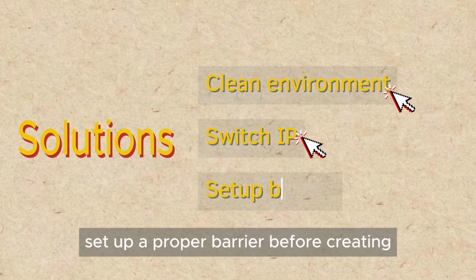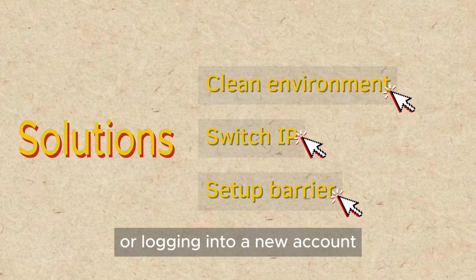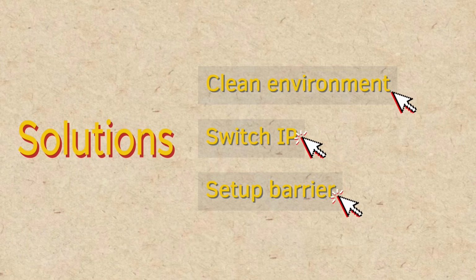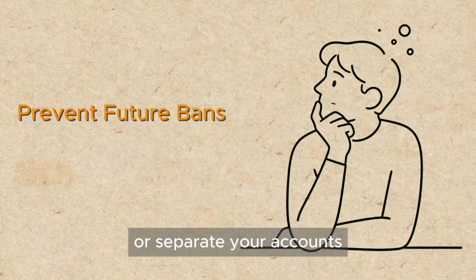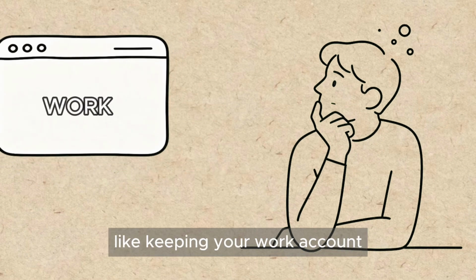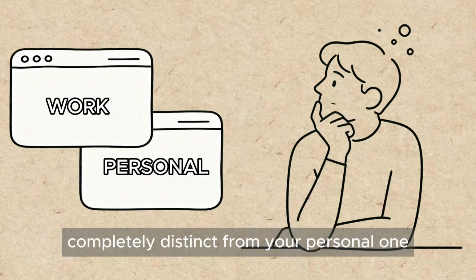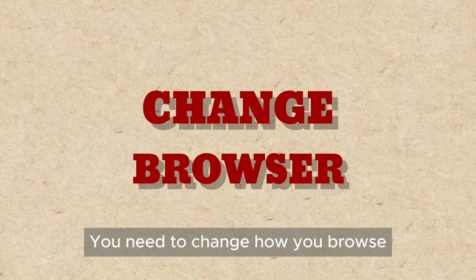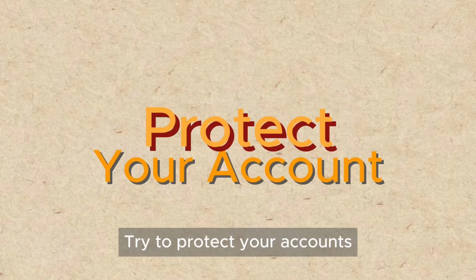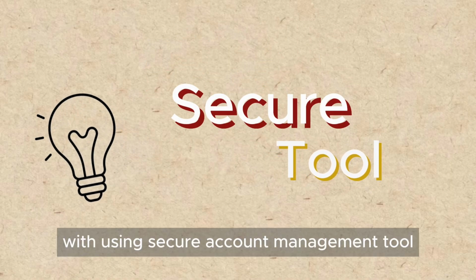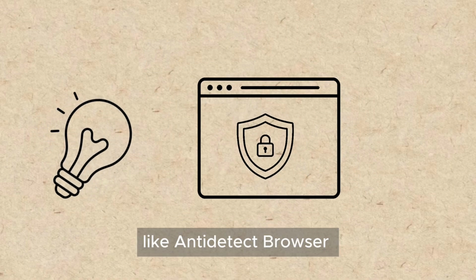Third, set up a proper barrier before creating or logging into a new account. To prevent future bans or separate your accounts, like keeping your work account completely distinct from your personal one, you need to change how you browse. Try to protect your accounts by using a secure account management tool like an Anti-Detect Browser.